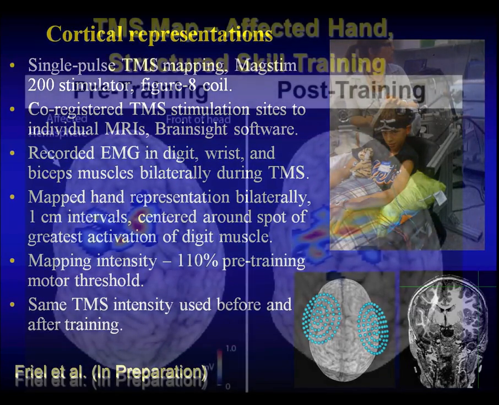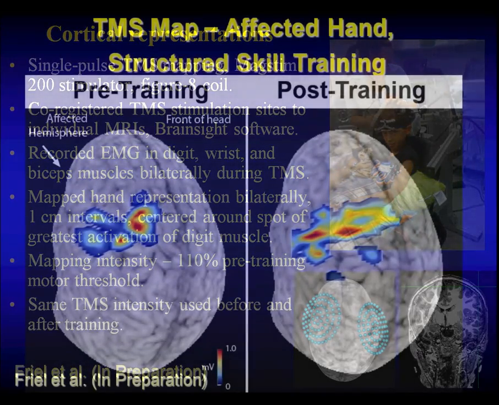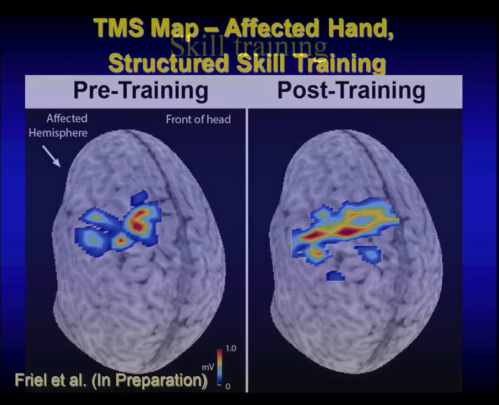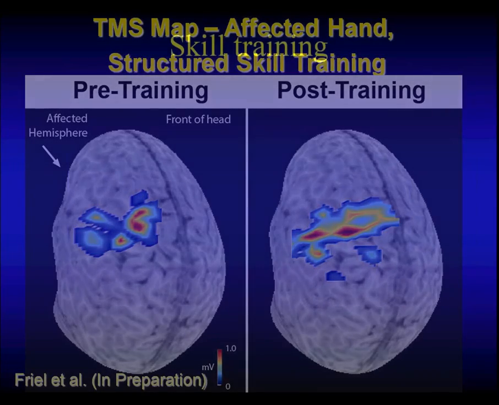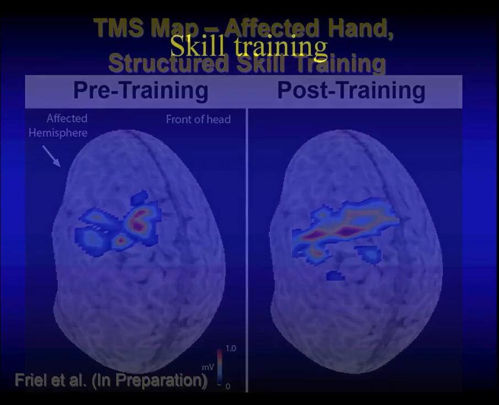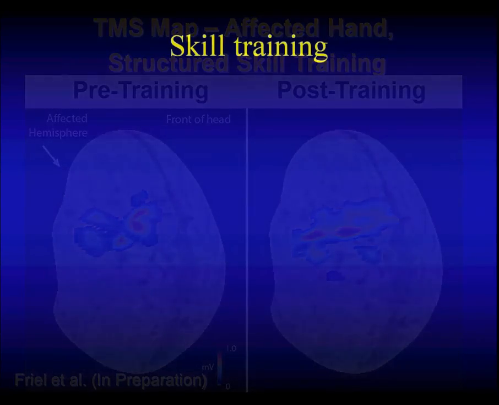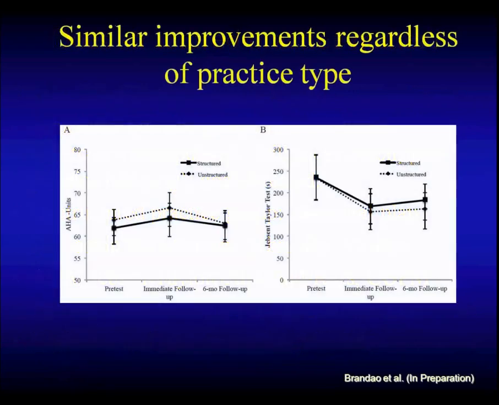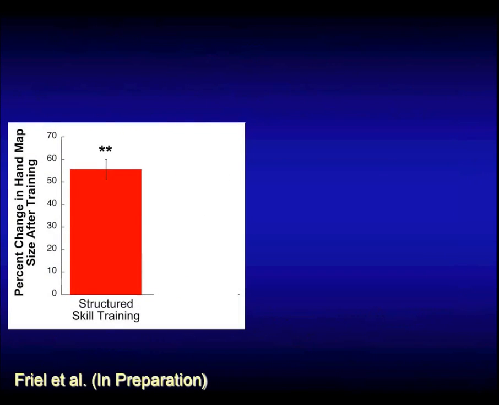I'm not going to talk so much about the brain stimulation, but I just want to say that we have been looking at plasticity associated with bimanual training, and what you can see is that there are relatively large expansions of the motor map of, in this case, the affected hemisphere after training. So basically there's plasticity associated with this. I'm going to skip through all this stuff here.